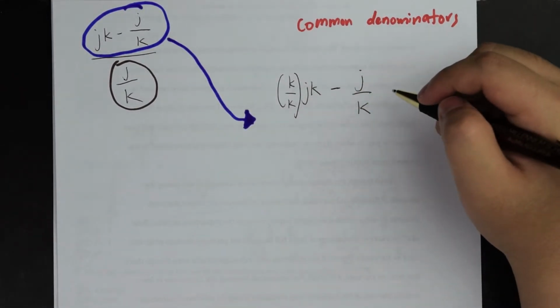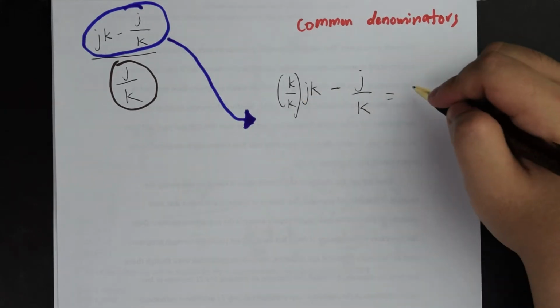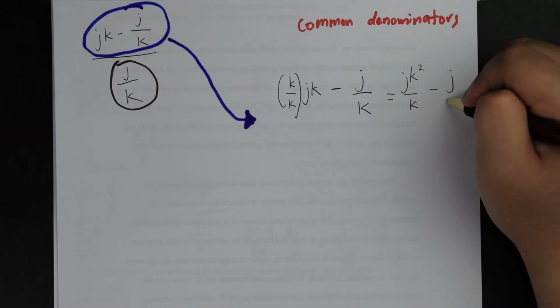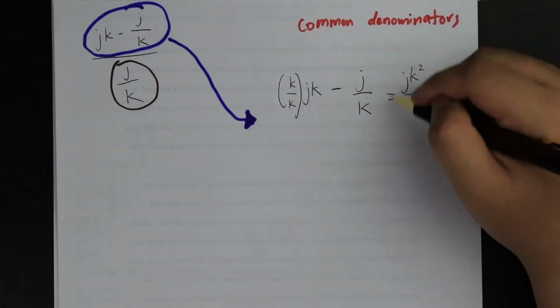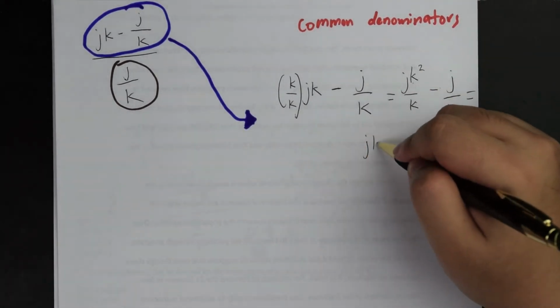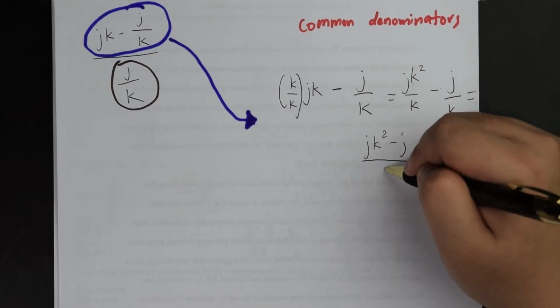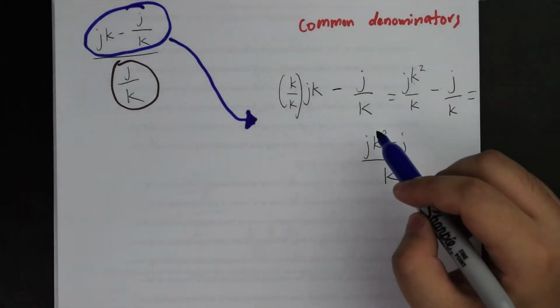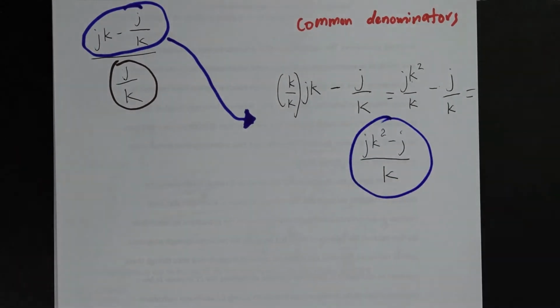And so what occurs is that when I do this, this is going to become jk squared over k minus j over k. And thus, if I want to combine this, this will just become jk squared minus j over k because of the common denominator rule. And so this is my new numerator right here. This will be my new numerator.